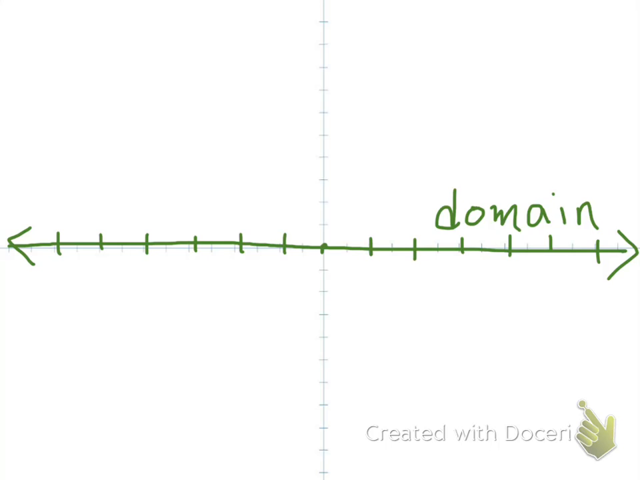So the x values, that's how I remember it. The domain are the numbers on the x-axis.